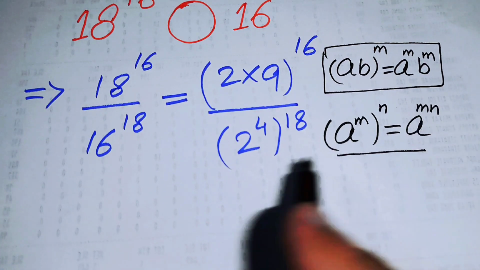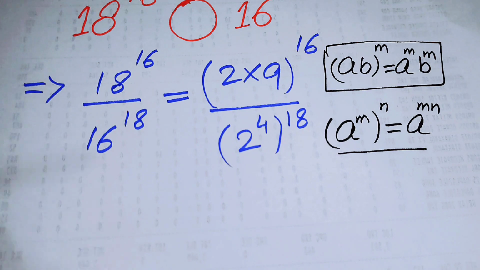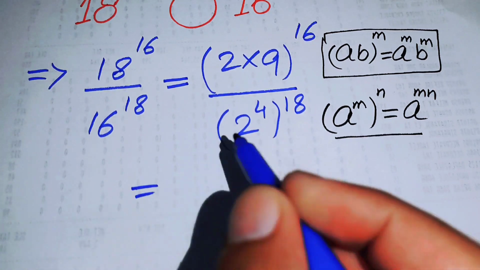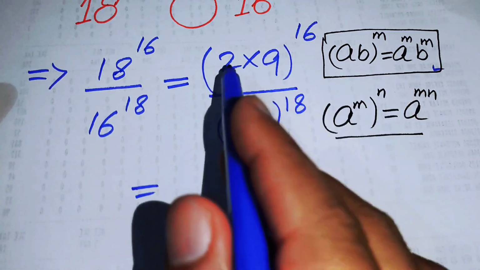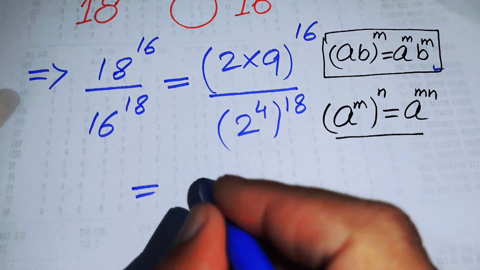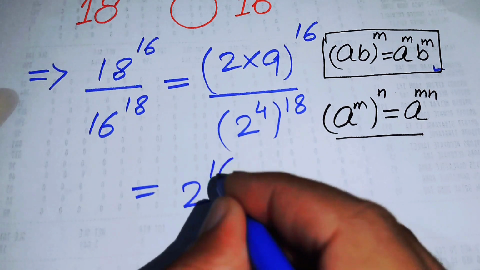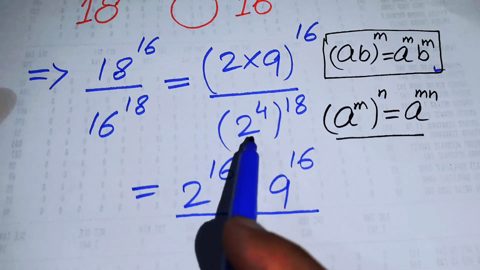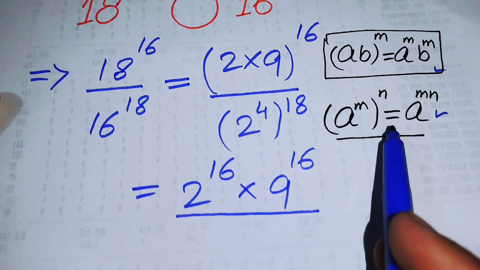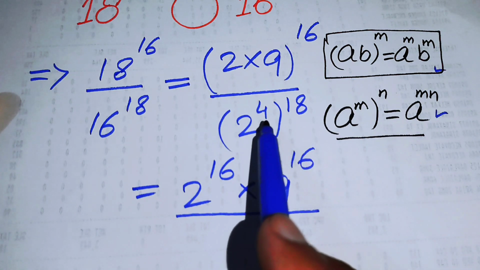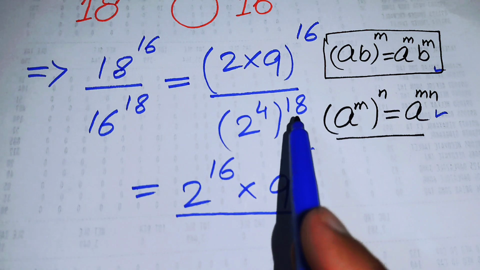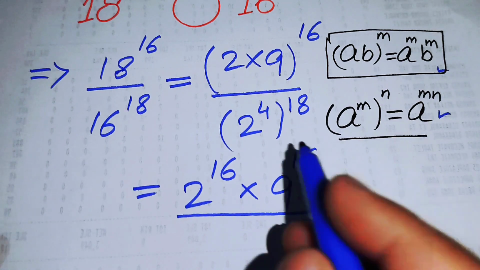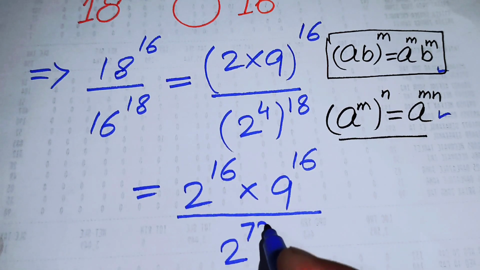So here we need these two exponential laws so that now we can apply them in the numerator and the denominator. In the numerator we apply this exponential law, and the output of this expression becomes 2 to the power of 16 times 9 to the power of 16. Now we apply this exponential law in the denominator, and we just multiply 4 by 18, and you know that 4 times 18 is equal to 72, so we can write it as 2 to the power of 72.